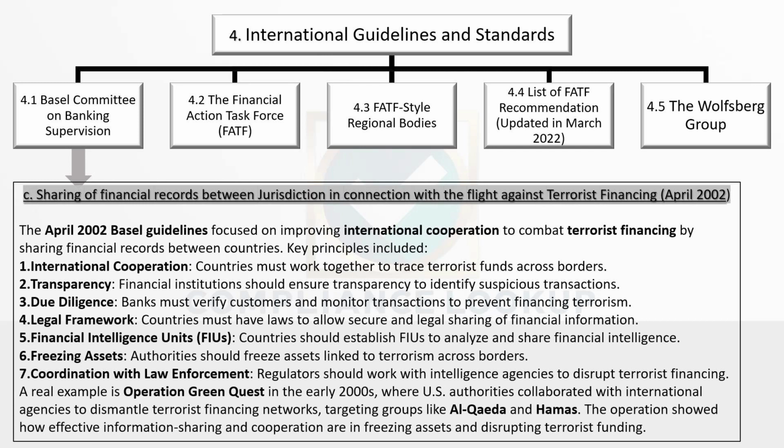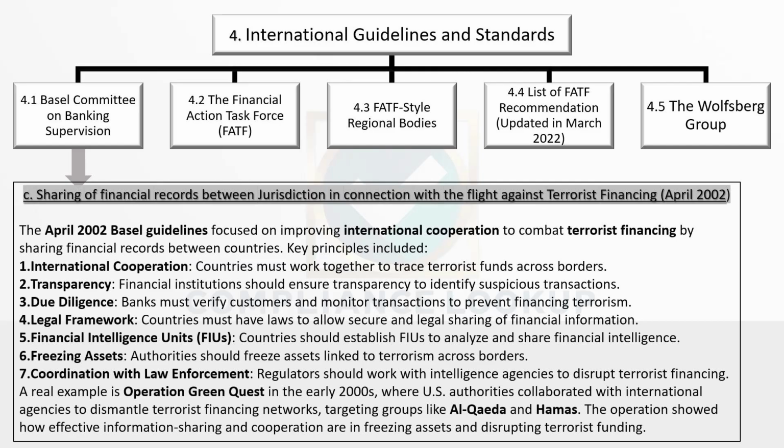5. Use of Financial Intelligence Units (FIUs). Countries should establish Financial Intelligence Units (FIUs) to analyze financial data, identify suspicious transactions, and facilitate the sharing of financial information with other jurisdictions. These units play a crucial role in tracking and disrupting terrorism financing by monitoring financial transactions and cooperating with international counterparts.